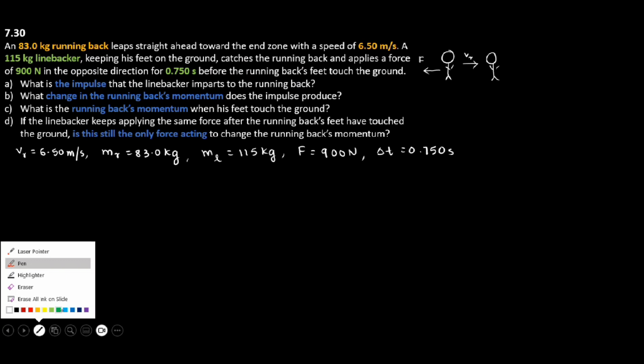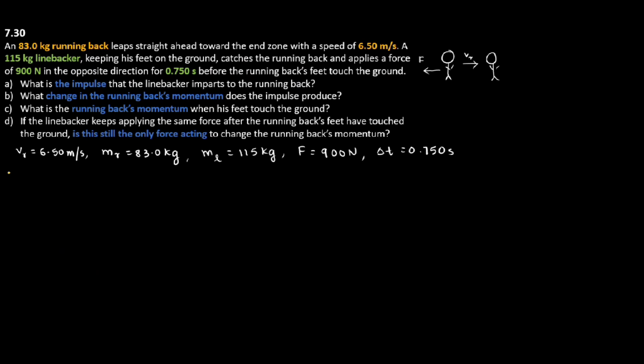Part A of the question wants me to find what is the impulse that the linebacker imparts to the running back. The linebacker is applying a force of 900 Newton on the running back, and that is for a time period of 0.750 seconds. We know that impulse is equal to force times time.